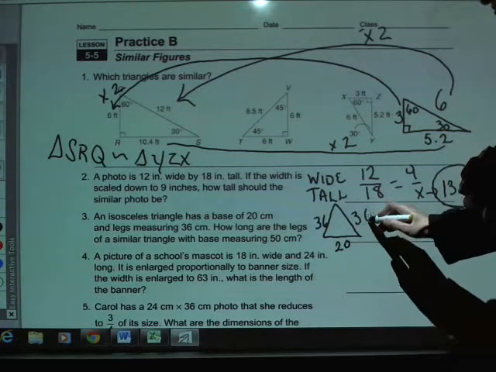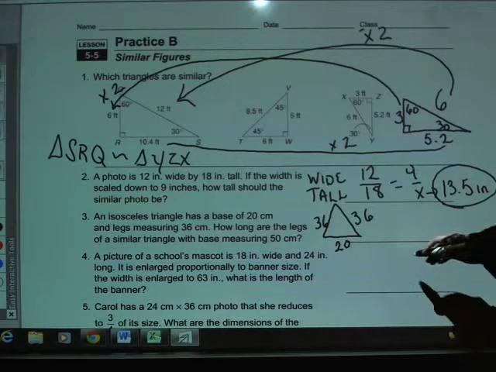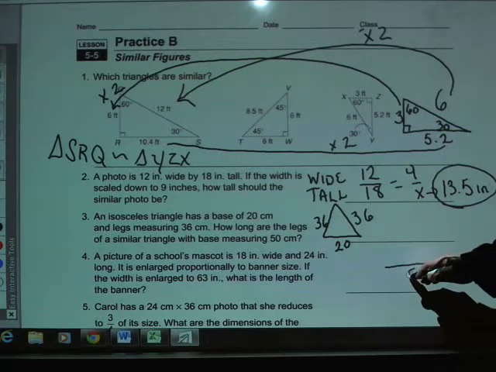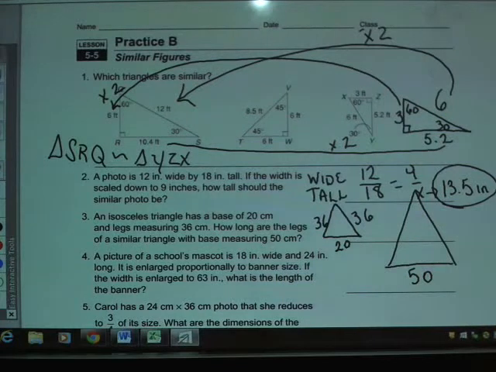And then what they're going to do is they're going to make a bigger triangle. How do I know it's a bigger triangle? Well, now it says the base is supposed to be 50. And we're supposed to figure out how long the legs are going to be, the two sides that are the same.